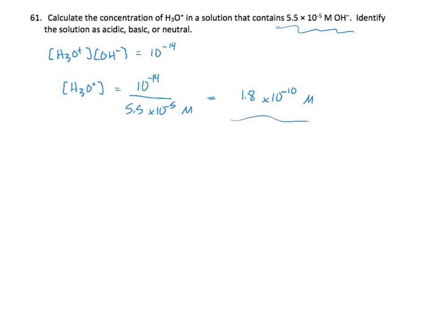Then it asks to identify the solution as basic, acidic, or neutral. One thing you can tell is that the amount of base that we have is way more than the amount of acid that we have, way more hydroxide than there is H3O+. That means the solution is going to be basic.